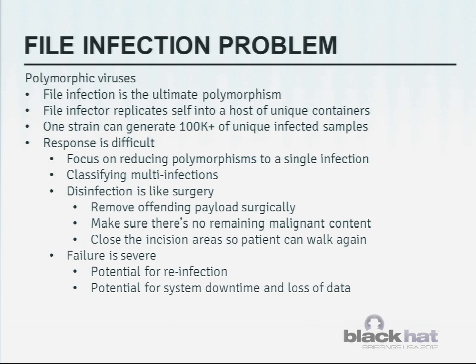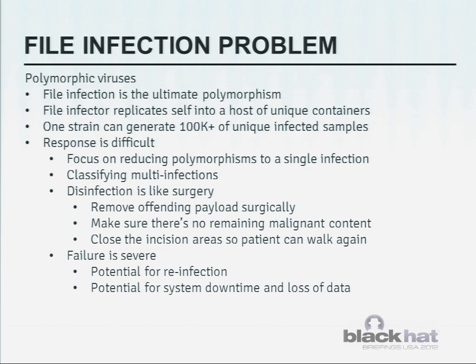So this sort of segue leads us into the file infection problem that we will be addressing today, and why are these polymorphic viruses important? We view the file infection at the endpoint as really the ultimate polymorphism. It's a situation where an infector replicates itself into a host of unique, different containers, where one strain can generate literally hundreds of thousands of unique infected samples.